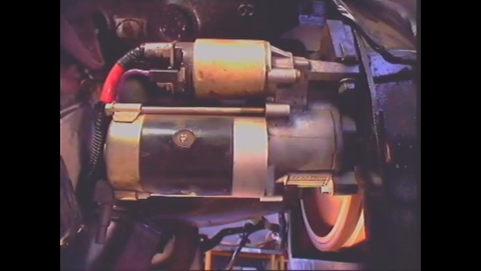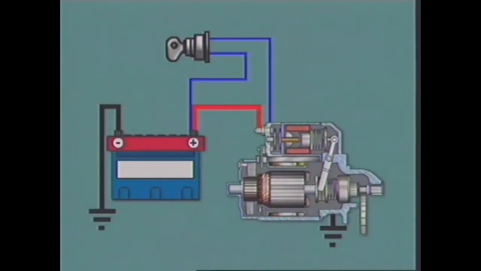Starting is usually accomplished by the operator activating a starter switch as part of ignition key operation. This allows a relatively small current to flow to a starter solenoid relay and operate a plunger attached to a drive pinion engagement lever.